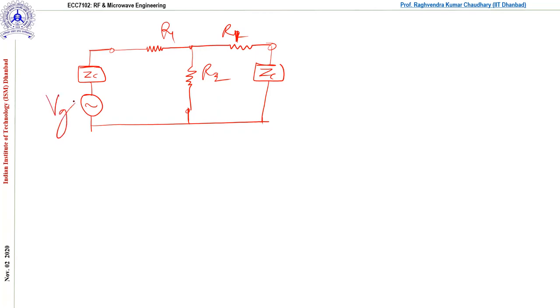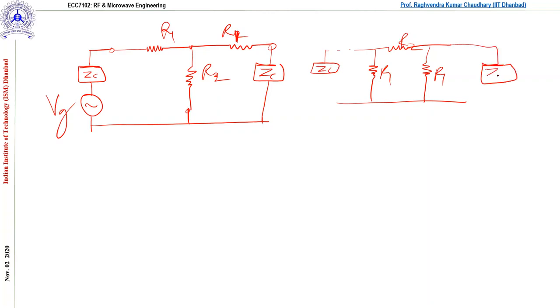Another configuration is the delta form. This is R2, this is R1, this is R1, and the same ZC and source, of course. So these are the two basic attenuator networks. Here the resistances R1 and R2 are chosen in such a way that the input is matched when the output is terminated in the characteristic impedance.